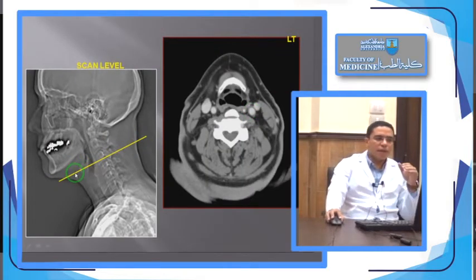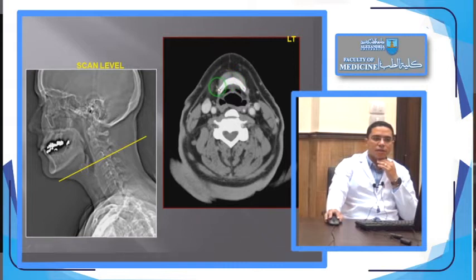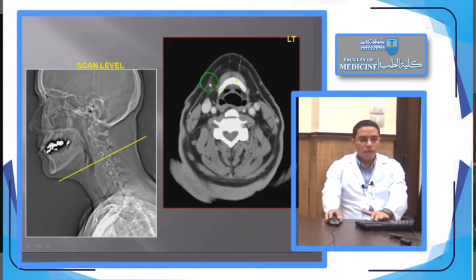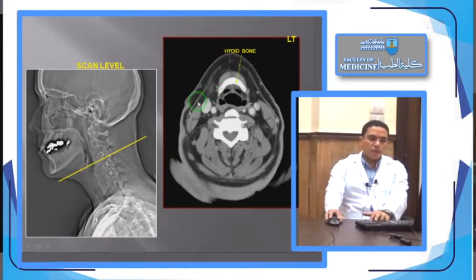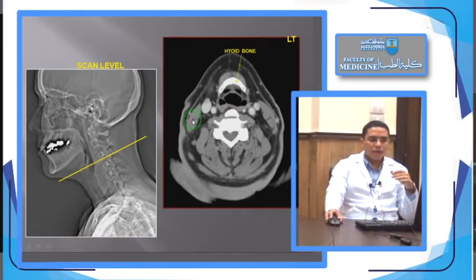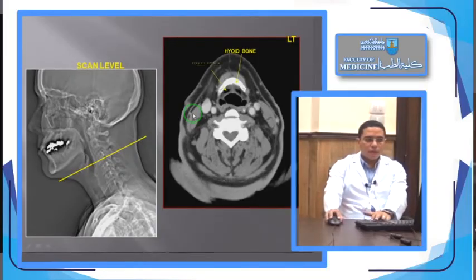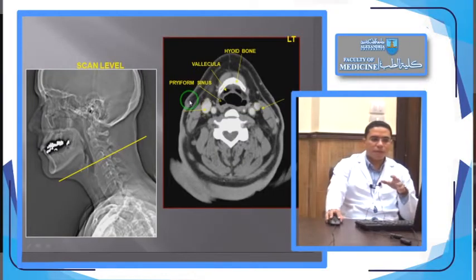At a lower level in the neck, we start to see anteriorly a bony structure, right? What is the next bone below the mandible? Between the mandible and the thyroid cartilage, we have the hyoid bone. So this is the hyoid bone, and these are the muscles attached to the hyoid bone. Again, backward, we can see the vallecula, this is not important, and the piriform sinus, we can skip this.